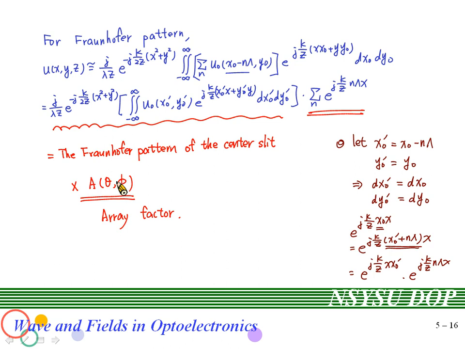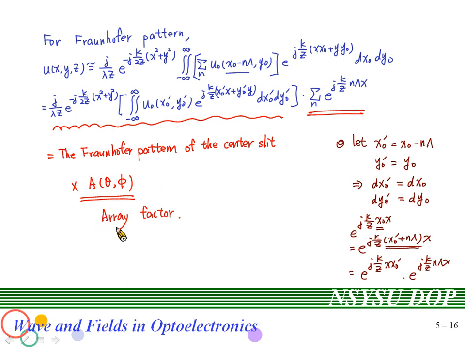The array factor appears as we have more than one slit. If we just have one single slit, we will have this one, and we will have only one this. But if you have more than one slit, then you must multiply the result of the single slit by this factor. So this factor is induced for the array, a slit array. So we call it the array factor.